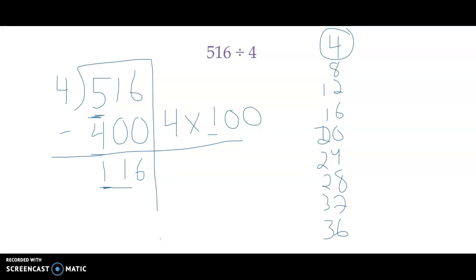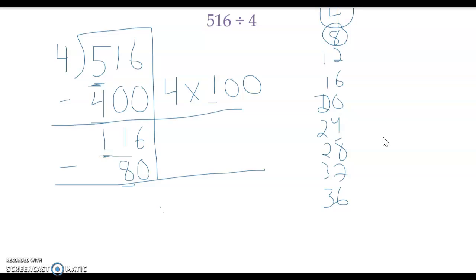The closest I can get to 11 without going over, I can't go over because I'm going to be subtracting, is 8. So this is a little tricky. When I put my 8 under my 11, I need to make sure I'm putting it in the ones place of the 11, not over here in the tens place of the 11. Then I'm going to tack on 1 0 to make them the same amount of digits and subtract.